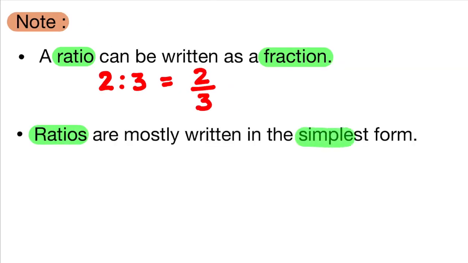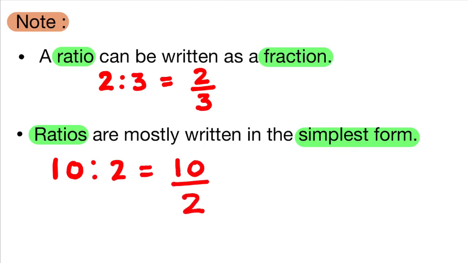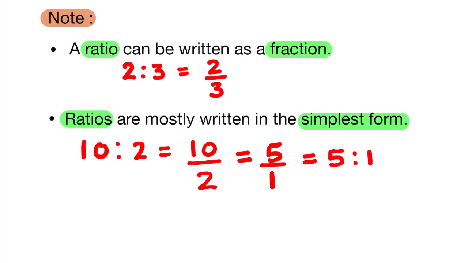Ratios are mostly written in the simplest form. For example, the ratio 10:2 is equal to 10 by 2, which is equal to 5 by 1. And the ratio form of 5 by 1 is 5:1. Therefore, 5:1 is the simplest form of the ratio 10:2.